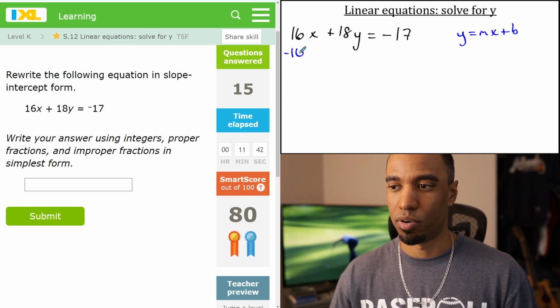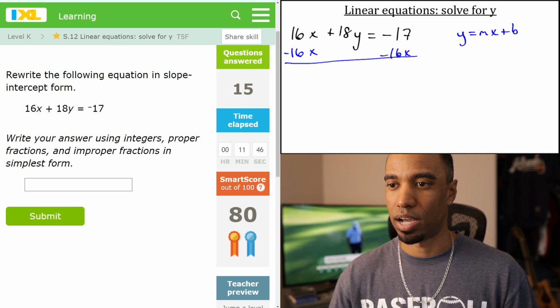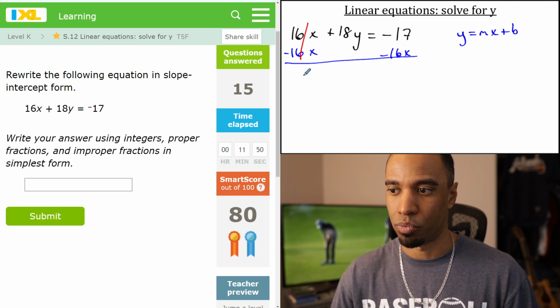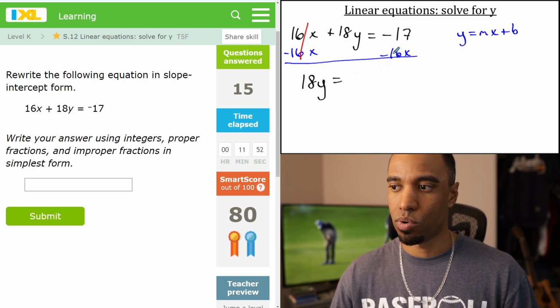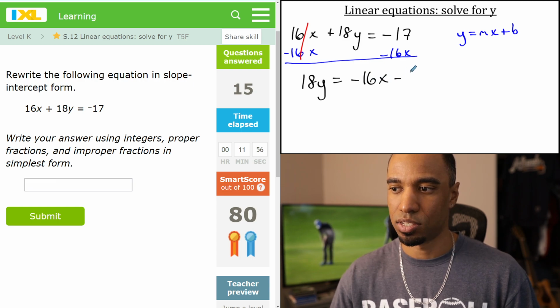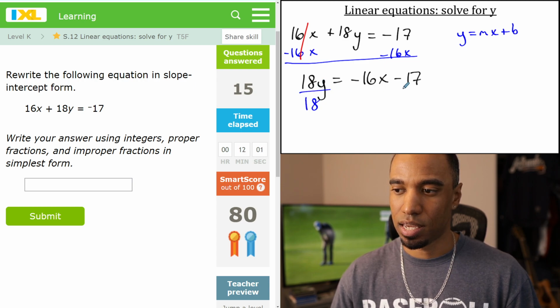First, move the x term over. Subtract 16x from both sides. Now, these two on the right will not combine, as they never have so far. I'm just writing it underneath because I don't have any other room. 18y equals, if I want mx plus b, I want the x term first. So I'll have negative 16x minus 17 like that. And then I divide both sides by 18 here.